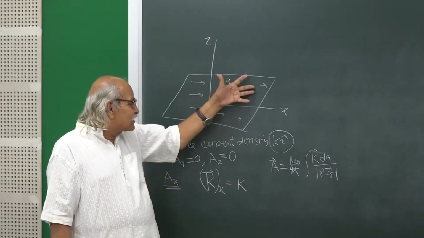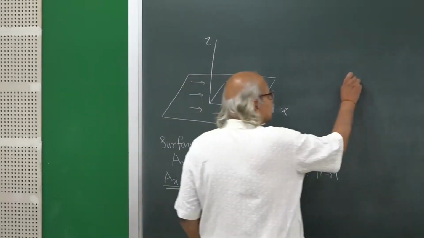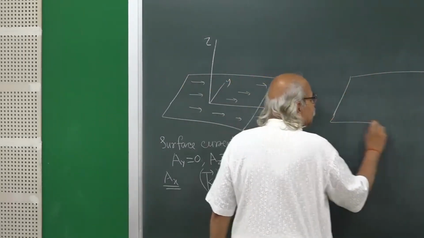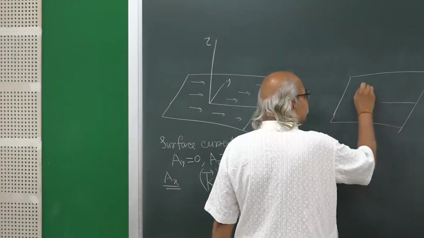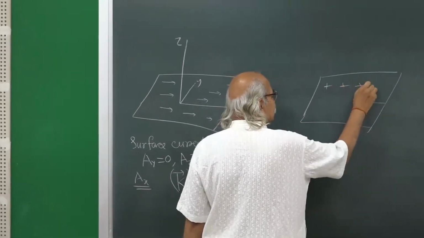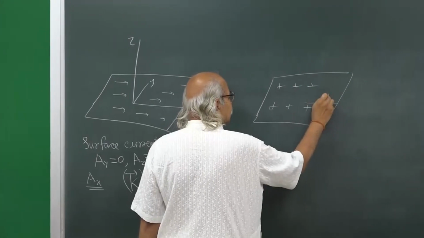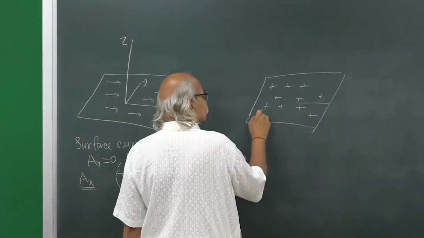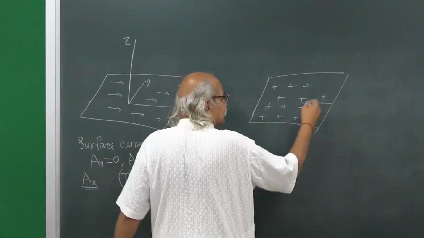wherever that current was. So, now I have the xy plane, and then everywhere we have charge, and the surface charge density is k. So, we have done all this.